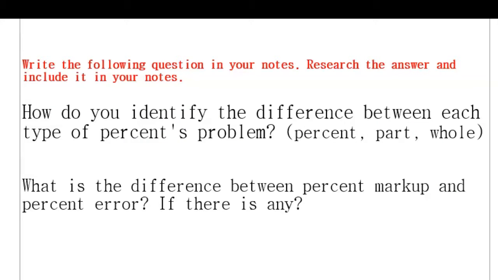So now that you've written those down, please write down the following questions in your notes. Research your answers and see what you get. What does it mean to you? What does it mean in general? That's what we're trying to get at, all right?